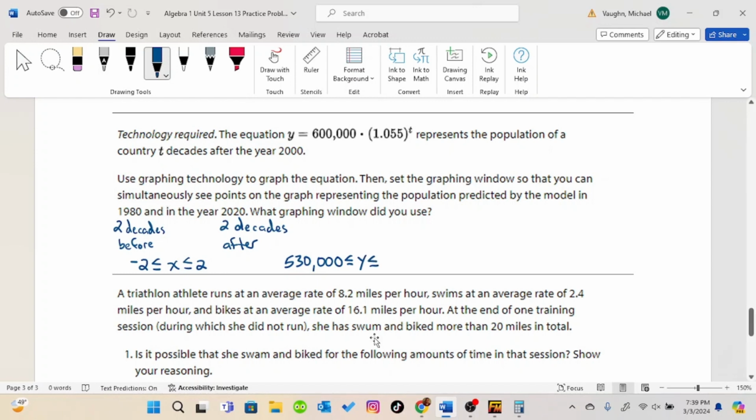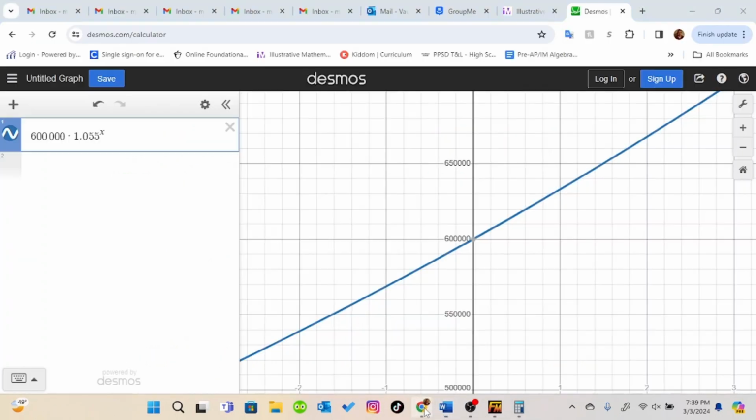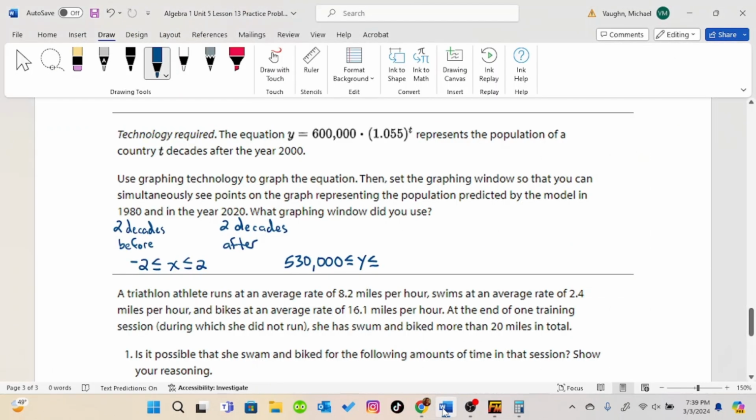Now we need to find the top end of the range. We know that that's over here to the right where x equals 2. And we see that our value is approximately 667,000. So we could choose 670,000 to be able to get all of those values in.